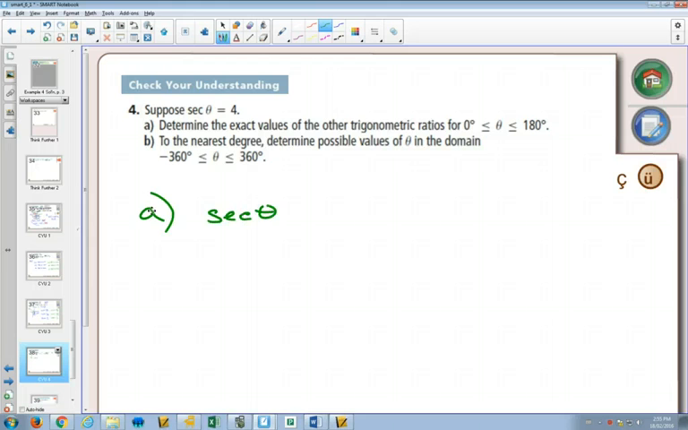So here we're told that secant of theta is equal to 4 over 1, and we're supposed to find all the other trig ratios. So we need to find cos, sine, tan, cosecant, and cotangent. What strategy do you think we should use?